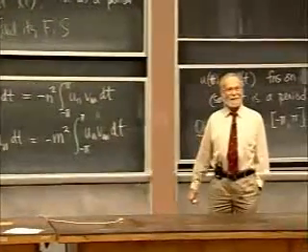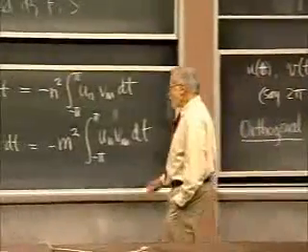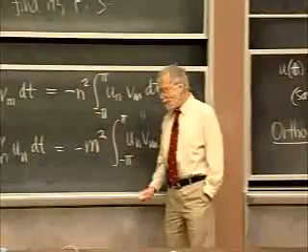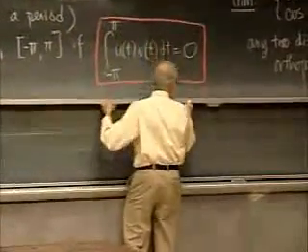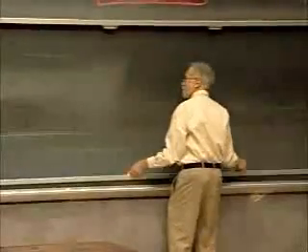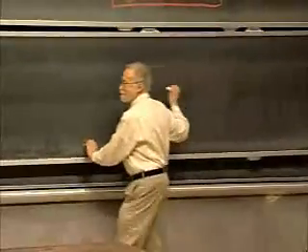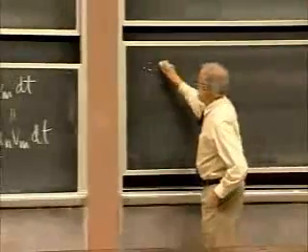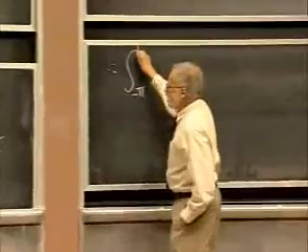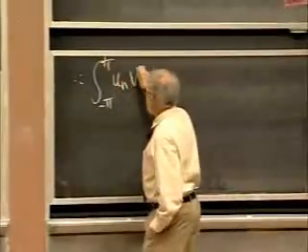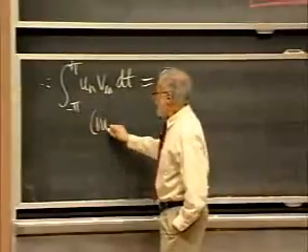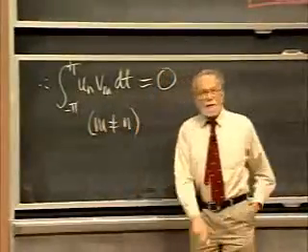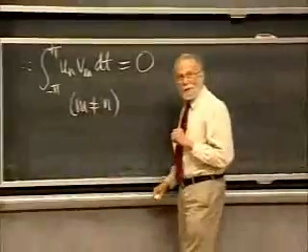How's that? Remember, m is different from n. So what this proves is, therefore, the integral from negative pi to pi of un vm dt is equal to 0, at least if m is different from n. Now, there's one case I didn't include.